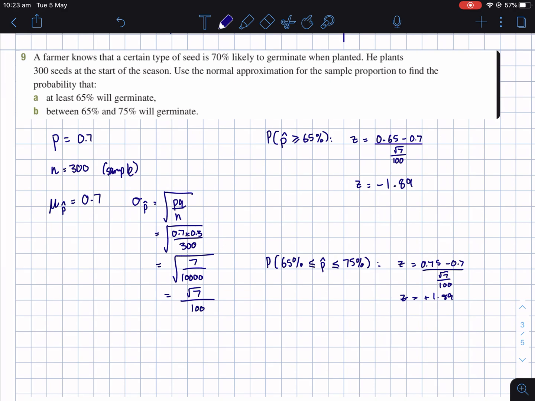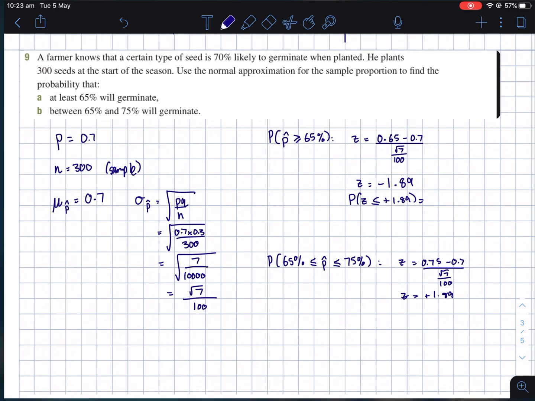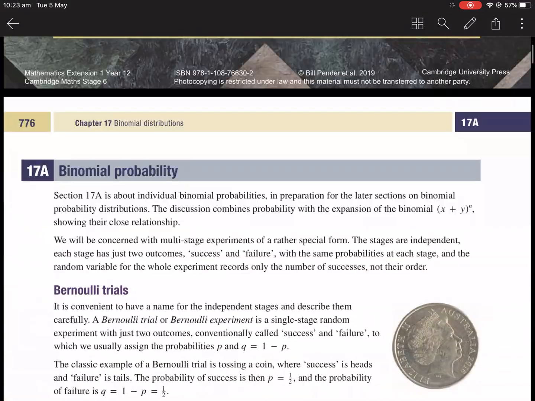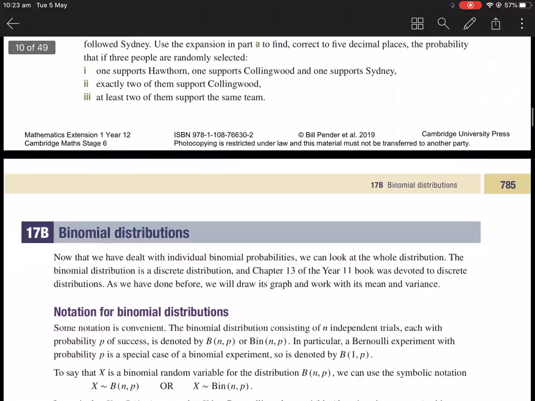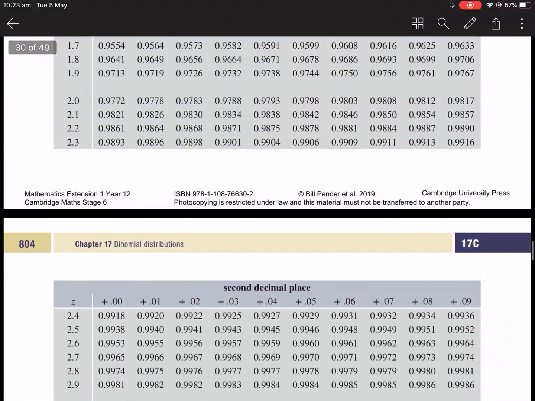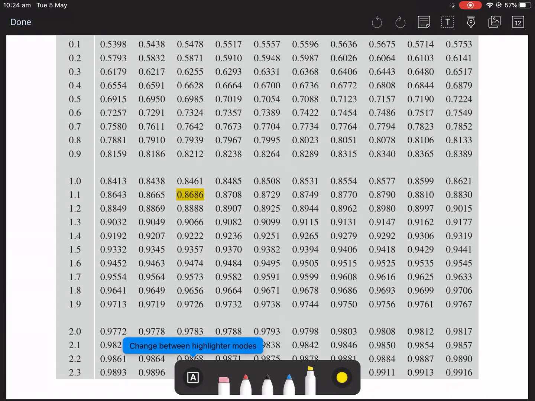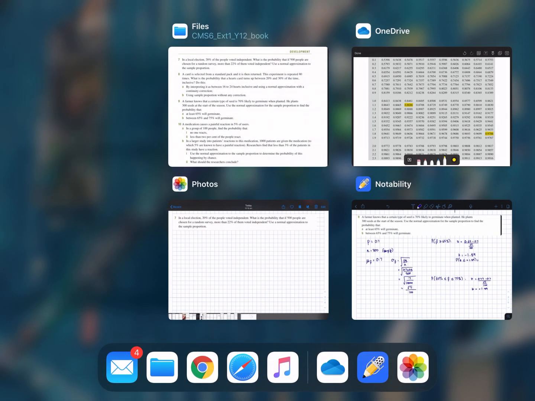Okay, let's look at this. Z less than or equal to positive 1.89 equals, let's have a look, 1.89, 1.89, 0.9706.